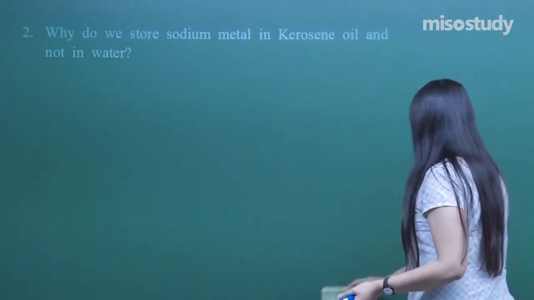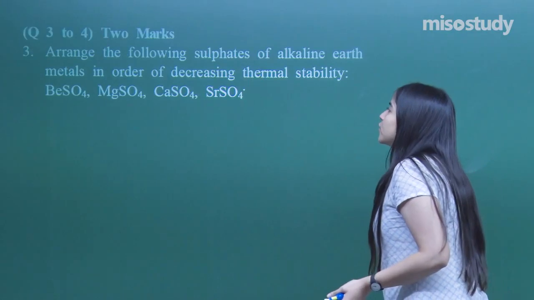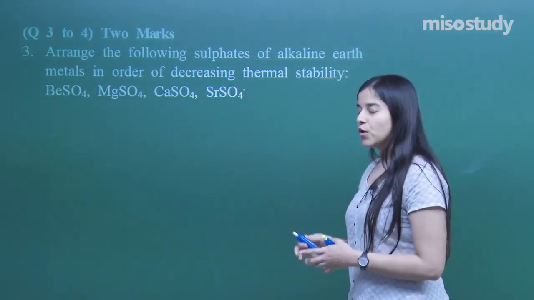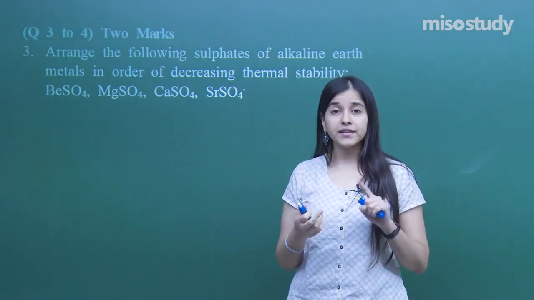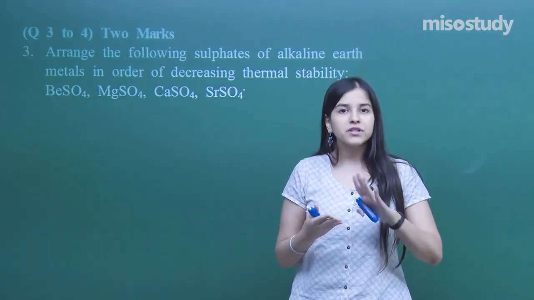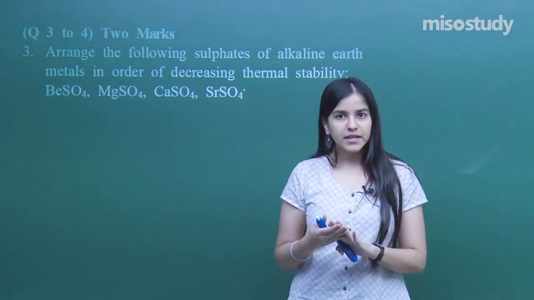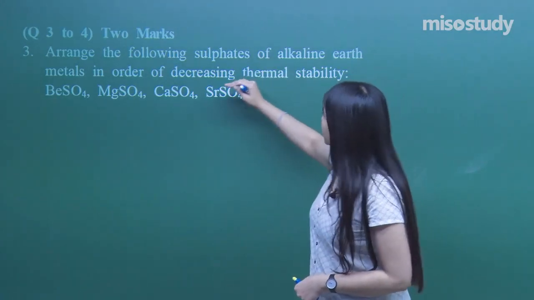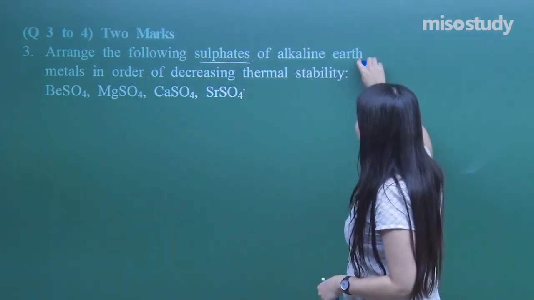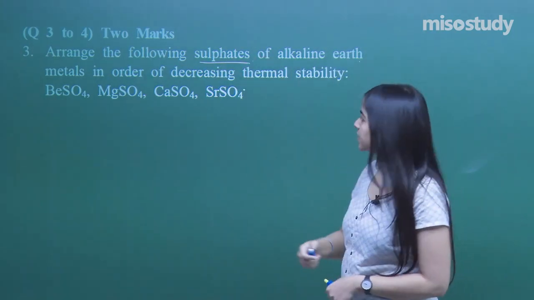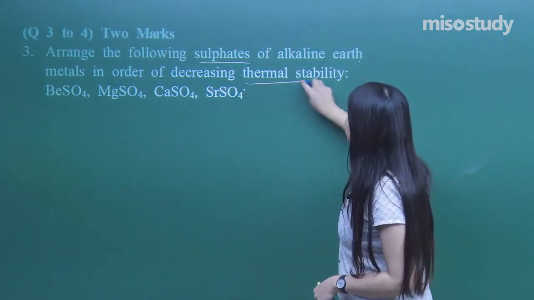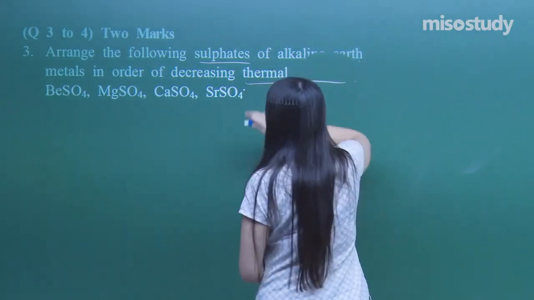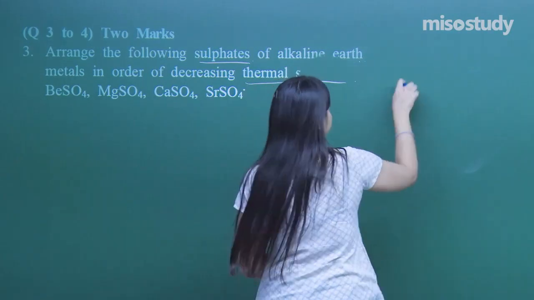Okay, what do we have in the next question? Questions 3 to 4, 2 marks. Arrange the following sulfates. We have discussed sulfates, carbonates, nitrates, and hydroxides. These 4 are very important, and any question can come up from this topic. What I have got here is something related to sulfates of alkaline earth metals. We have discussed the order of decreasing thermal stability. First of all, let me write the sulfates over here. They already have given.